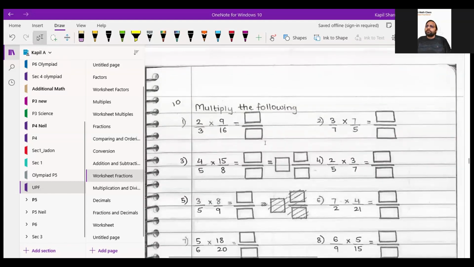Yes. So let's start with this. I'll solve the first one. So you can multiply the numerators and denominator separately. So 2 times 9 is 18, 3 times 16 is 48. You can reduce this as well, or you can leave it like this.